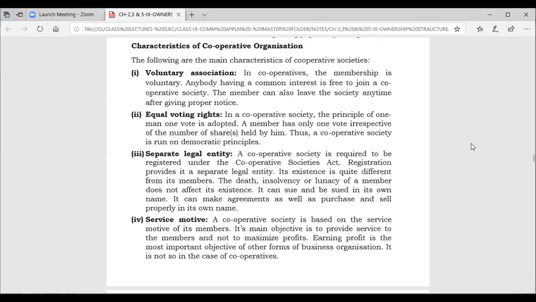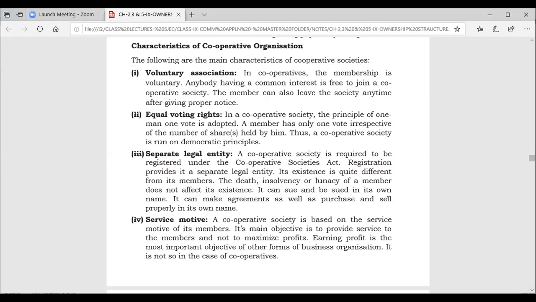Equal voting rights. In this type of cooperative society, every member has one vote, and every member has the same rights. Everybody is enjoying the same right. No one can say that I'm active and more powerful than others. Not like that. Everyone will have the same authority, same rights, and same voting.